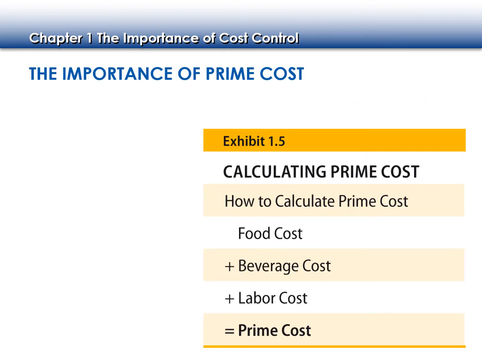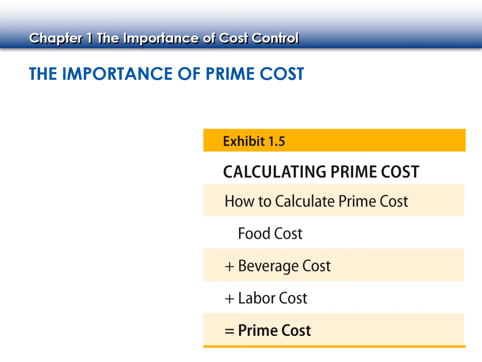Prime cost. Okay? This is important. Prime cost is our food, beverage, and labor. All three combined. That's our prime cost. And why is it our prime cost? That's what you can control. You have direct control over these three things: food, beverage, and labor. So that is our prime cost.